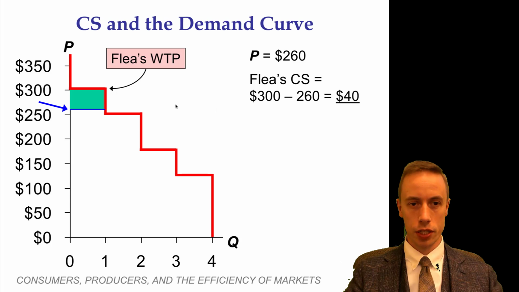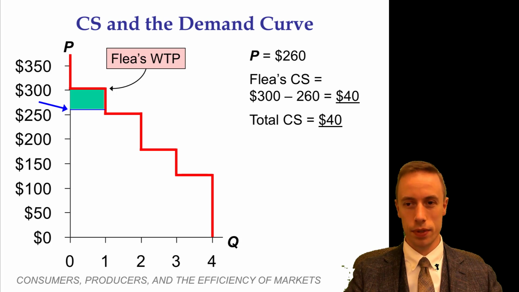Look at the area I just highlighted in green here. This rectangle has a width of 1 unit and a height of $40. Its area is equal to the consumer surplus. Let's get back to that notion with our next example.